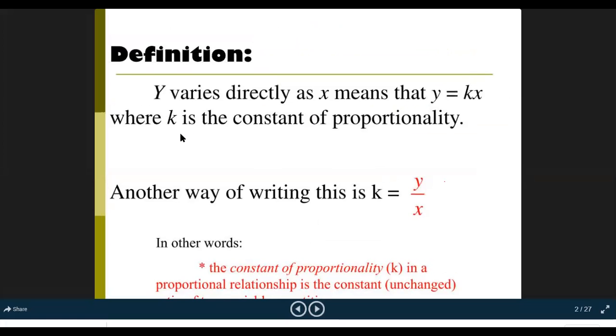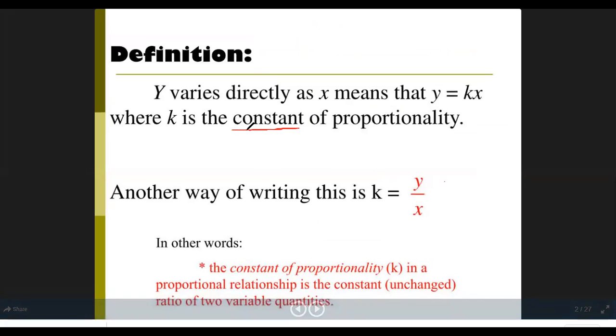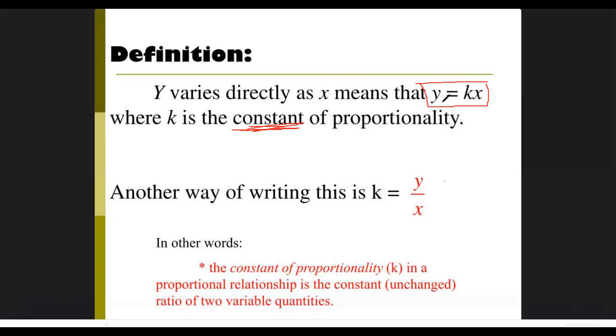The definition is: y varies directly as x means that y equals kx, where k is the constant of proportionality. In this lesson, we are going to search for the constant of proportionality and write it in the form of an equation. The form of the equation is y equals kx. After a while, I will describe how to find the constant and the equation.